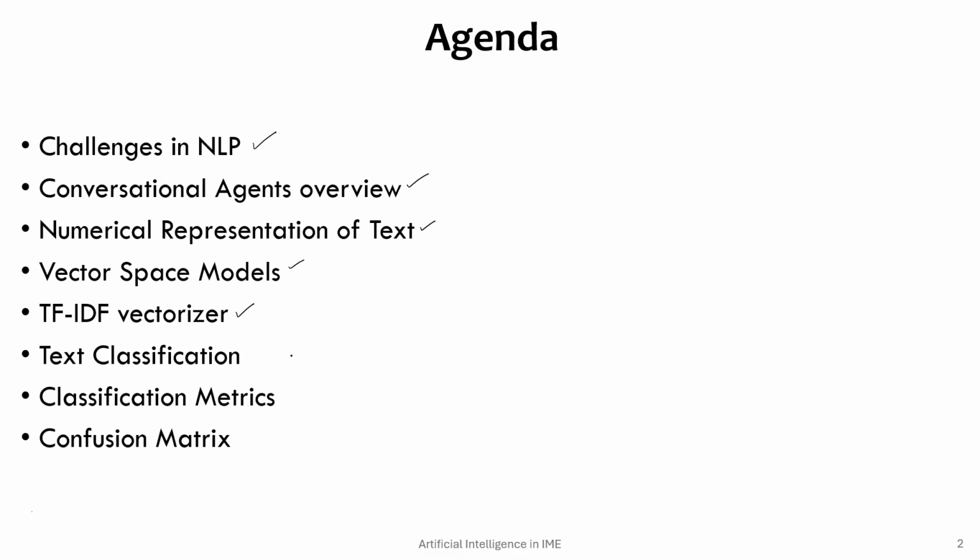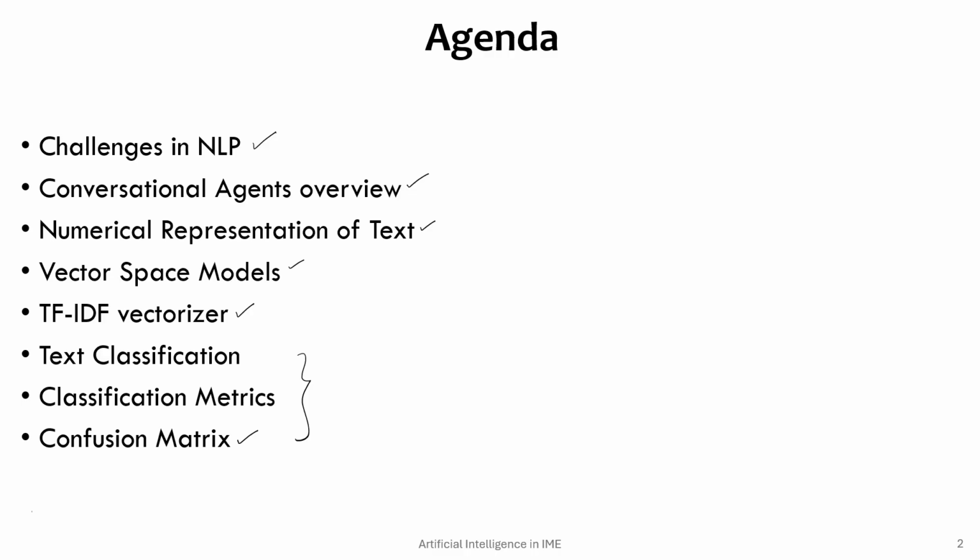Then we will delve deeper into one of the vectorizers, TF-IDF, the term frequency and inverse document frequency vectorizer. After that, we will cover the basics of text classification, and the classification metrics that we can utilize to understand the quality of the model that you have built. And we will also discuss the confusion matrix, which is a kind of classification metric, and it will help us understand our model better, right. So, let us start with the challenges in NLP.